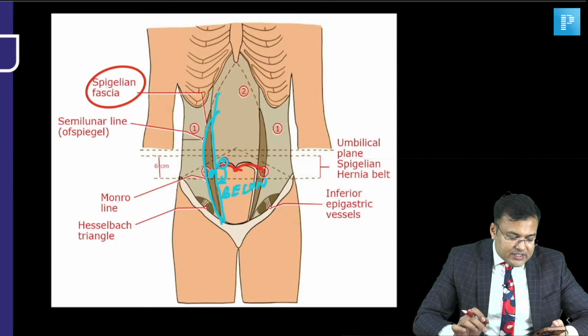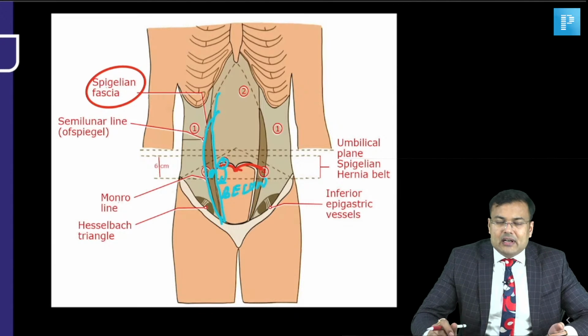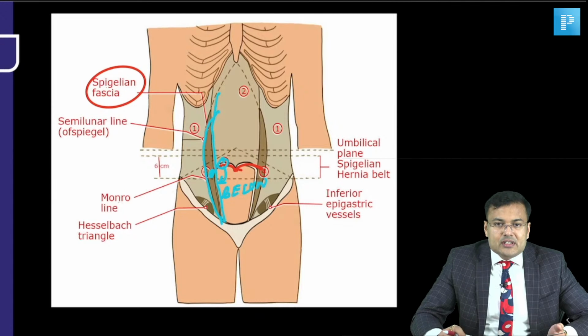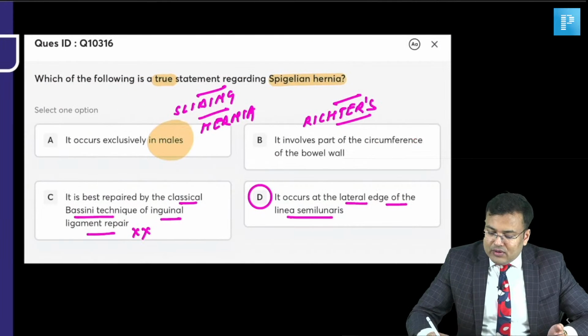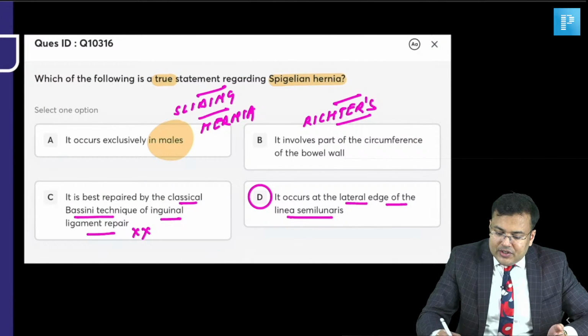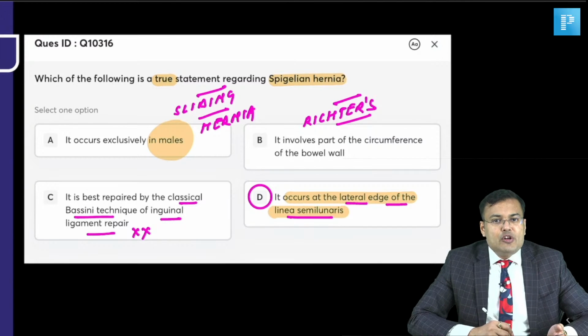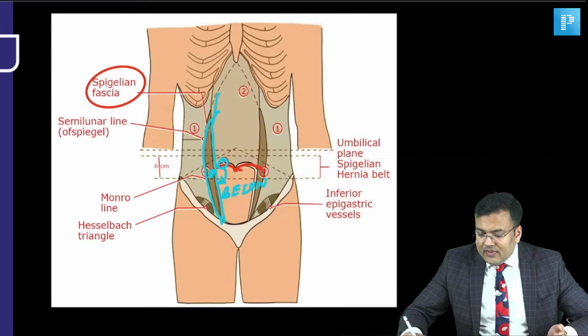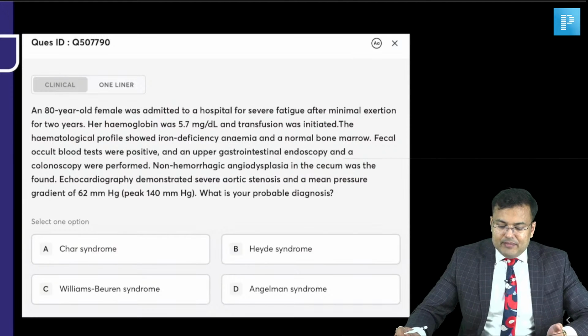Very good. Wasim already told us that ultrasound is done for diagnosis. So this is spigelian hernia. So guys, what is the correct answer? See the location. It occurs at the lateral edge of linea semilunaris. Clear? Lateral edge of linea semilunaris.